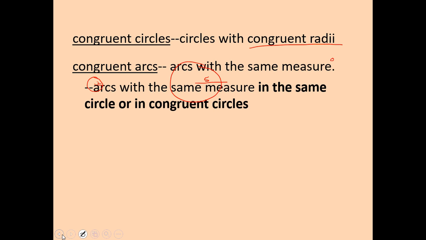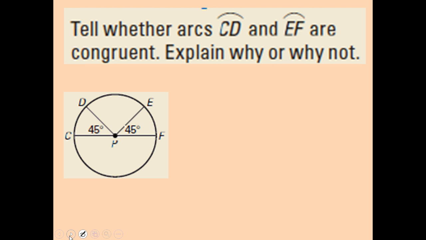So arcs with the same measure in the same circle or in congruent circles, arcs with the same measurement degree, we want to make sure that they are in congruent circles in order for us to say that they're congruent arcs. So are arcs C to D and E to F congruent? Explain why or why not. Would they be considered congruent arcs? And the answer to that is yes, right? They're both across from a 45-degree angle, so that means they're 45-degree arcs, and they're in the same circle, so it's not like the radius changes as you go from one side of the circle to the other.